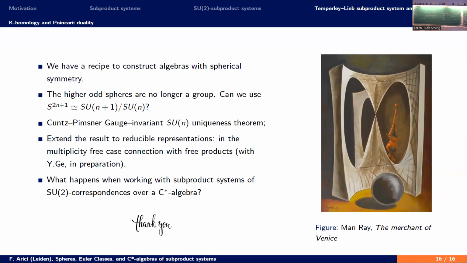There is some hope that you can do it in the higher dimensional case, but then you have to use the quantum homogeneous space structure of the higher dimensional spheres. But there are still many things that we don't understand. We don't know if these Cuntz-Pimsner algebras have a uniqueness theorem like other Cuntz-Pimsner algebras. We kind of know how to deal with the reducible representation, but there you need the free products of C*-algebras. And then we wonder what happens when your starting point is a correspondence, but this is completely unexplored territory. So thank you.